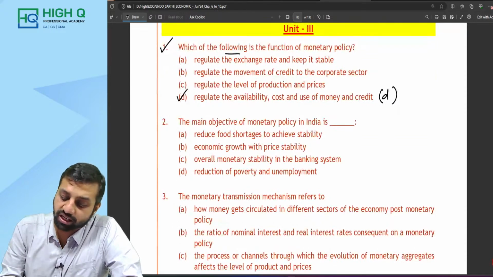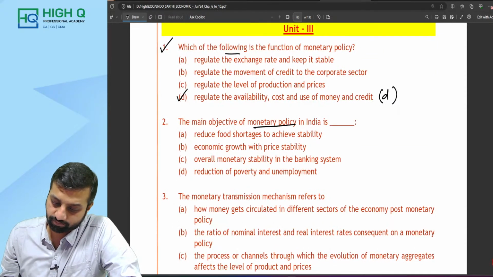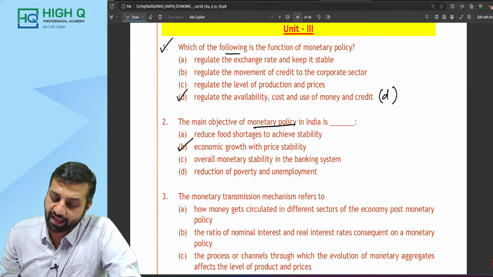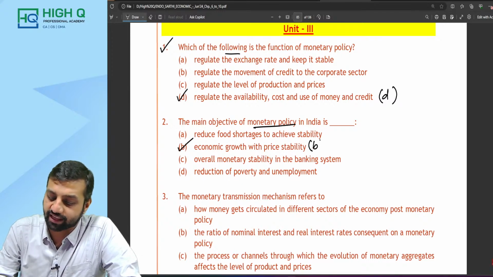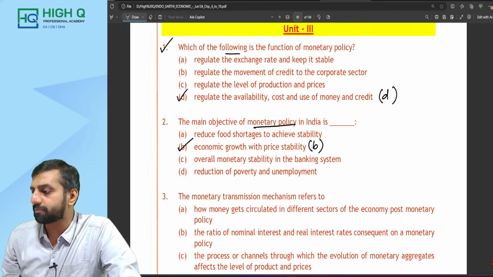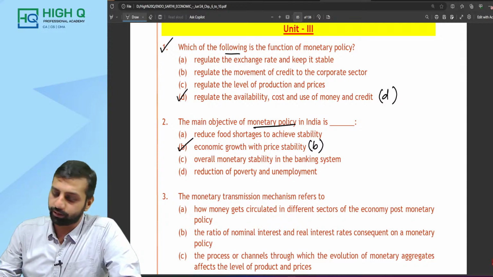What is the main objective of monetary policy? Economic growth with price stability. So your answer is B. Thank you Vaishali, thank you Preeti, Priya and Faridul.